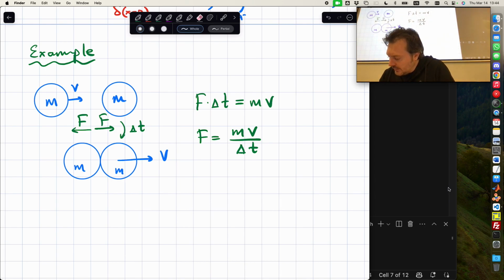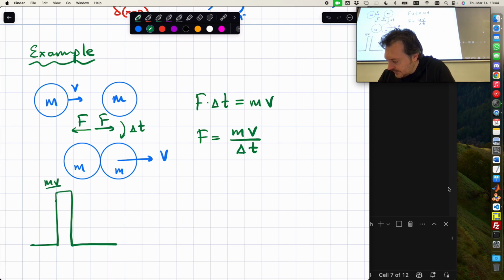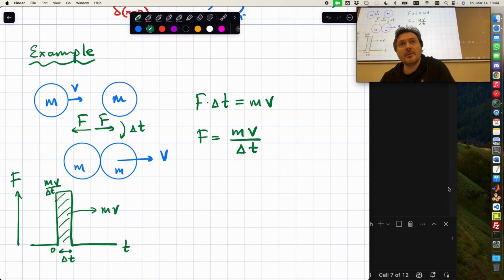So what we are doing is this. At time t equals 0, F started being mv over delta t, and this is delta t. This is a function, this is F versus t, okay? This is time 0, this is delta t. Are you happy? So the area is always going to be mv, all right? But the shorter you take delta t, the higher the force becomes, okay? Very good.